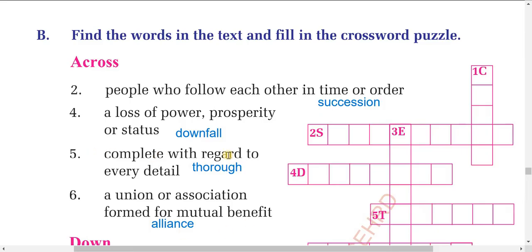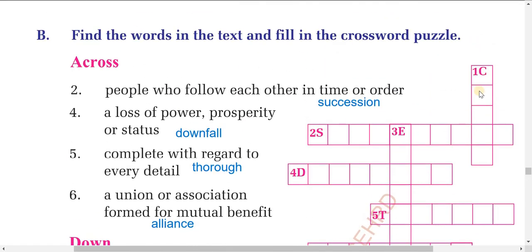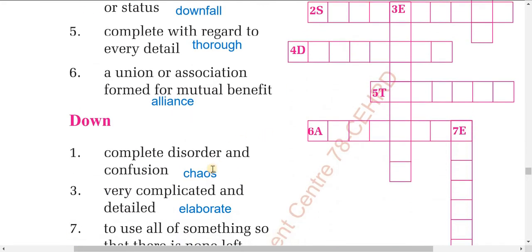Now 5: complete with regard to every detail. So this is starting from T. Thorough. THOROUGH, just thorough. Now 6: a union or association formed for mutual benefit. Alliance. ALLIANCE. Now down: complete disorder or confusion. Chaos. Okay, starting from C here. CHAOS.